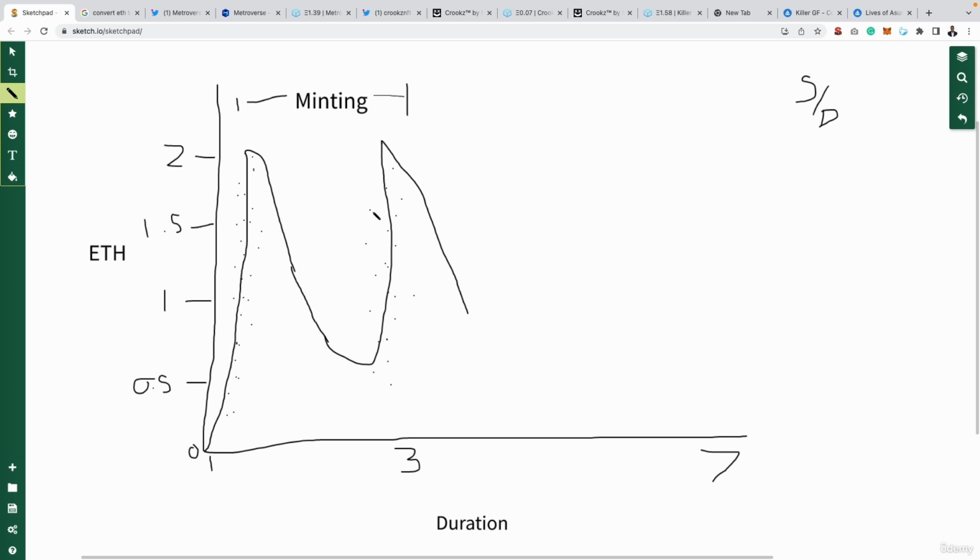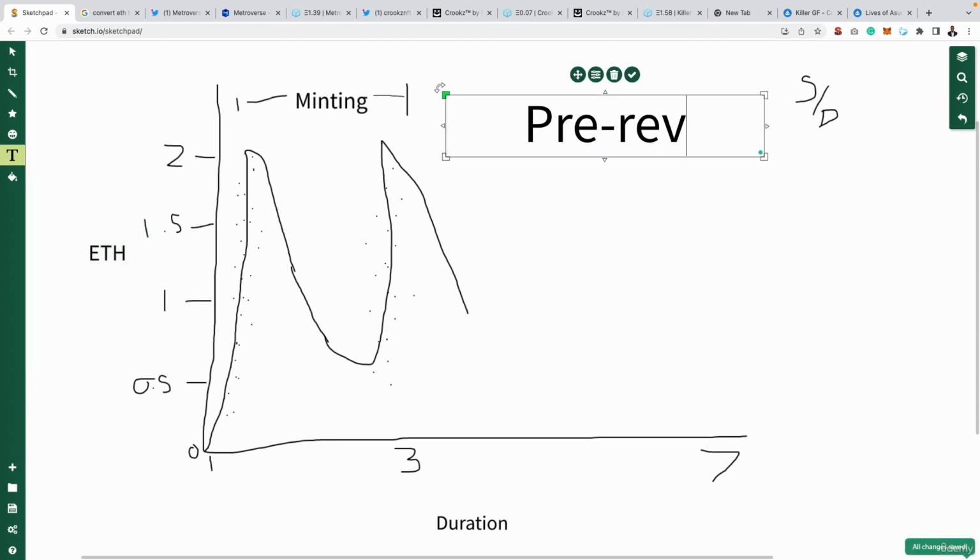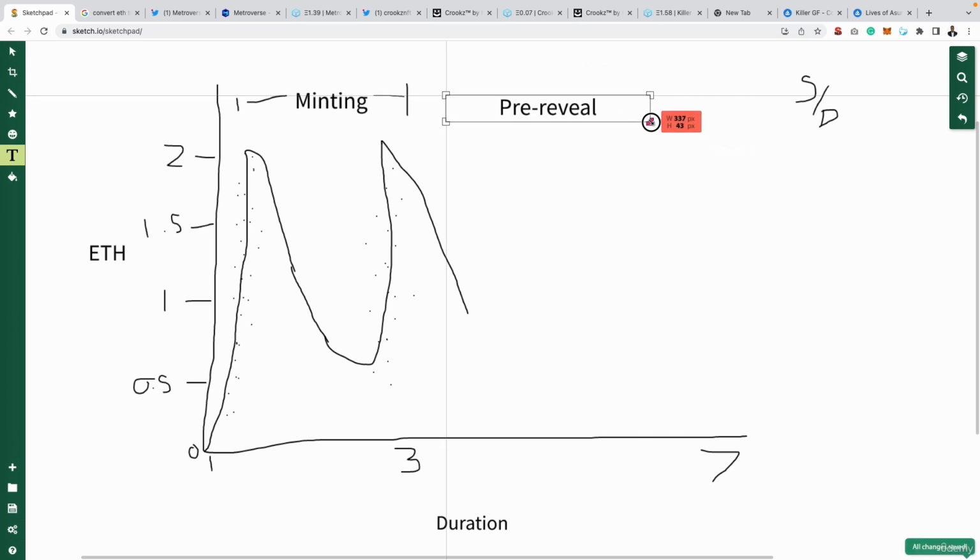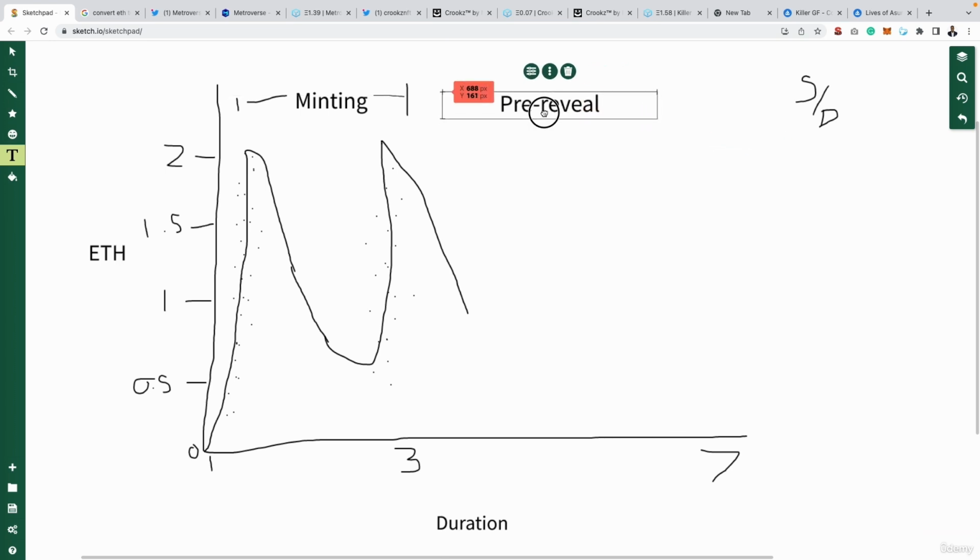Again, apologies for my bad artwork. I'm trying to draw this with a mouse. It is not easy. But essentially, this whole duration right here from day 3 to day 7, this is what we call the pre-reveal. So let's go ahead and get that on the chart so you know what stage this is. This is the pre-reveal, right? The duration from when the NFT has been minted, it's all sold out, and now we're just waiting for the reveal.